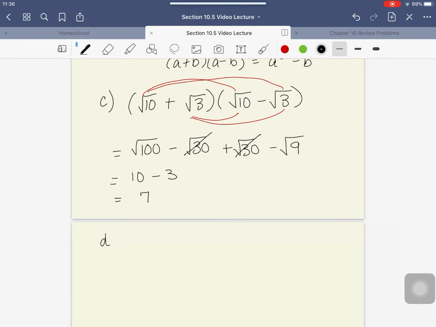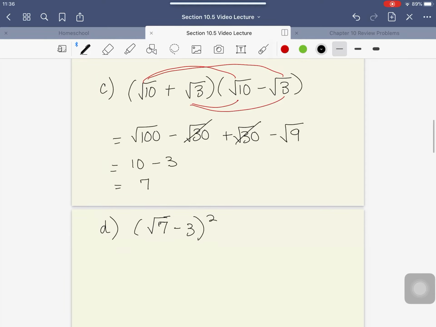All right, part D. All right, the square root of 7 minus 3 quantity squared. You could use the square of a binomial for this, but if my mind serves me correctly, I think we just wrote it out twice and foiled it in class. So I'm not sure, but I'll do it that way. All right, so we're going to remember the exponent tells you the number of times to multiply the base times itself. So we're going to write it out twice and then FOIL.